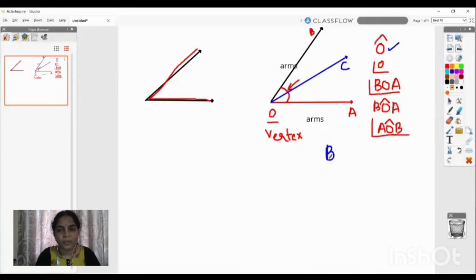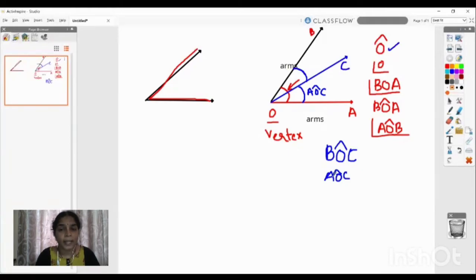Now, for example, if we are referring to BOC, then we know it is the measure between the arms OB and OC. That means it is this part. The blue color part is what we are talking about. Now, if I say AOC, it will be the arms using OA and OC. This one is angle AOC, using the arms OA and OC.